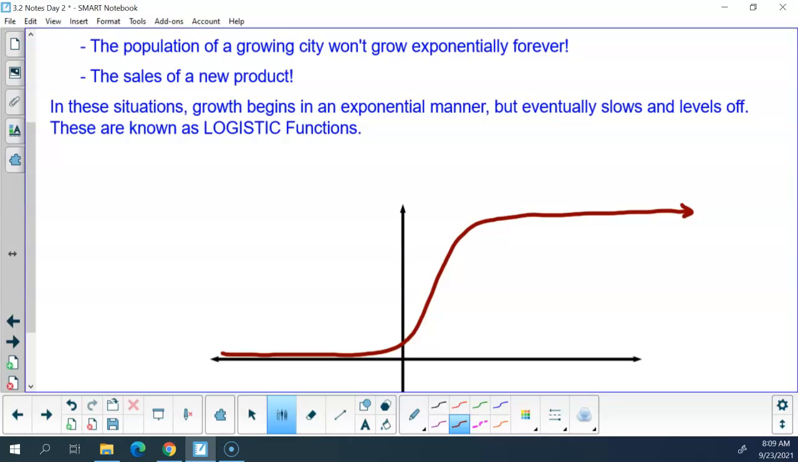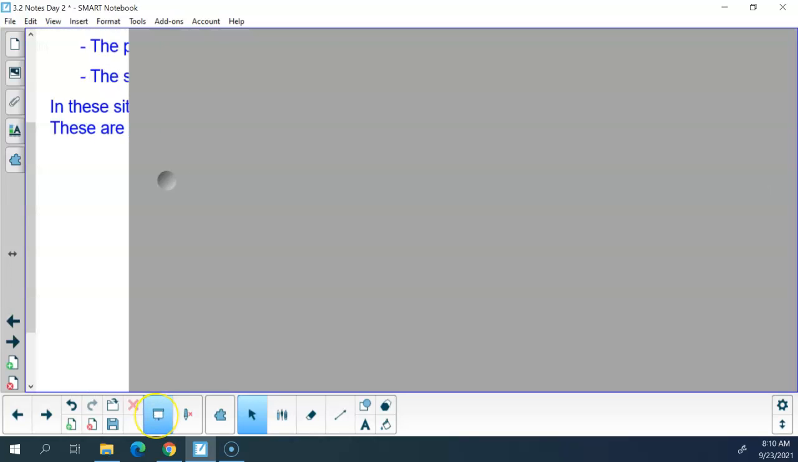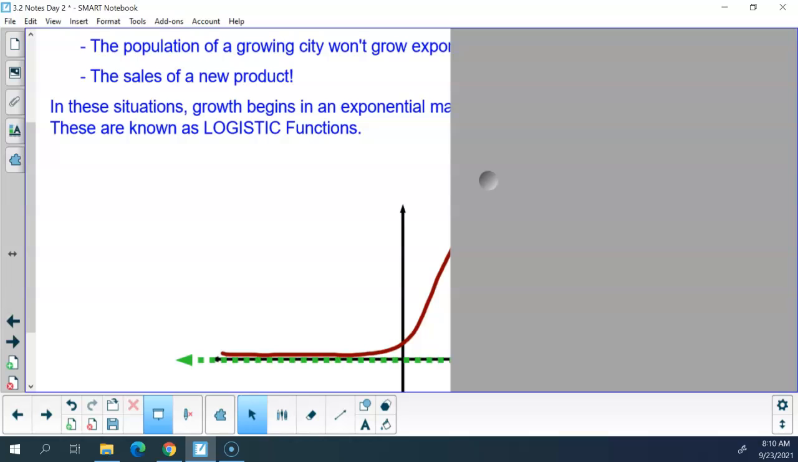Now, let me take one step back. An exponential function has a horizontal asymptote, and that's the bottom. It doesn't go any lower than that. A logistic function still has its lower horizontal asymptote. So if I went like this, now you're looking at an exponential function, like you've seen before.